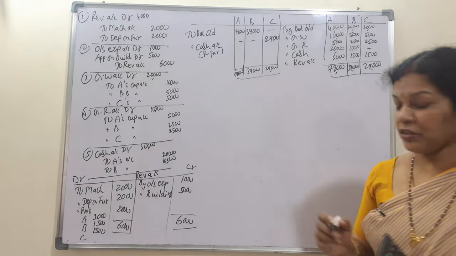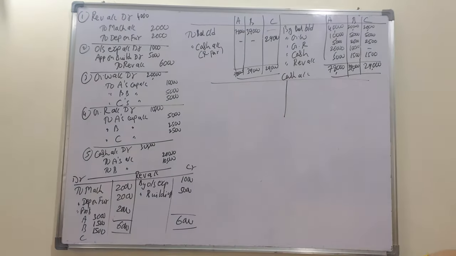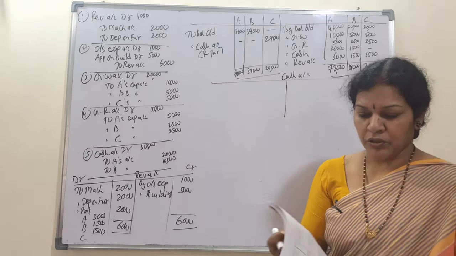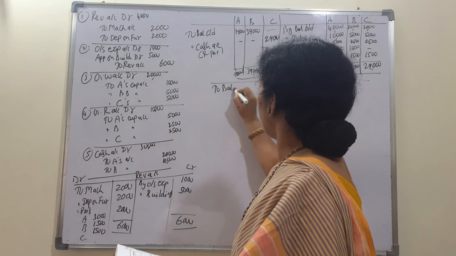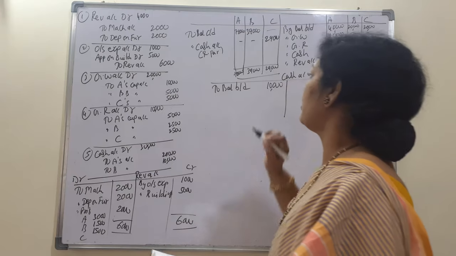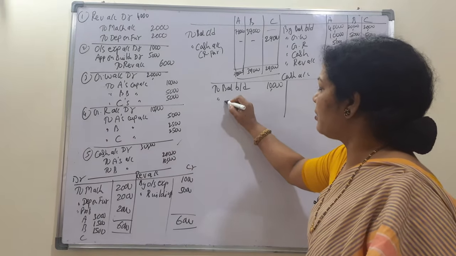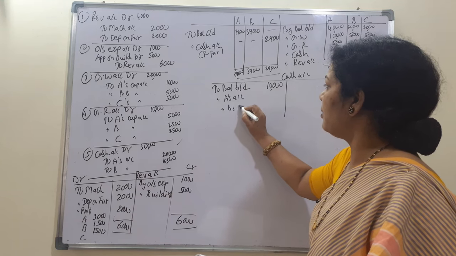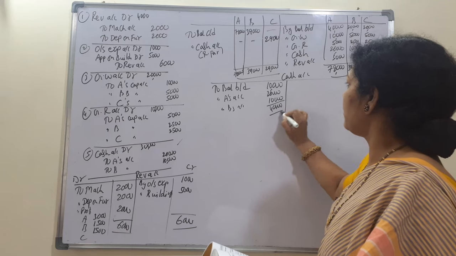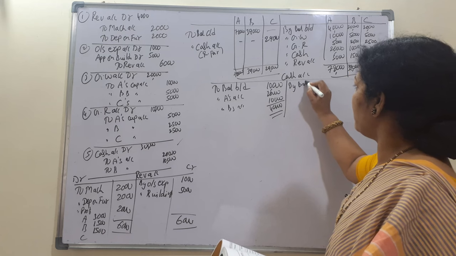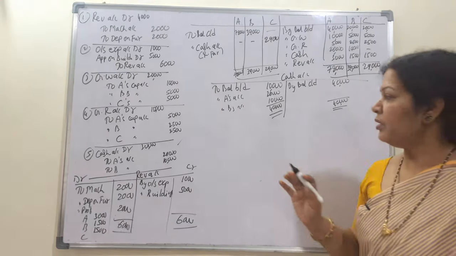Over. Now we'll open the cash account. After the cash account, we'll see the balance sheet. To open the cash account, what do we need first? Cash. Cash is how much is given? 10,000. To balance brought down 10,000. Apart from this, in journal entries we can find only one entry. So cash is debited. On the debit side you will write A's account, B's account, 20,000 and 10,000. So total 40,000. 40,000 cash is there. So that we'll say by balance carried down 40,000. Everything is over.